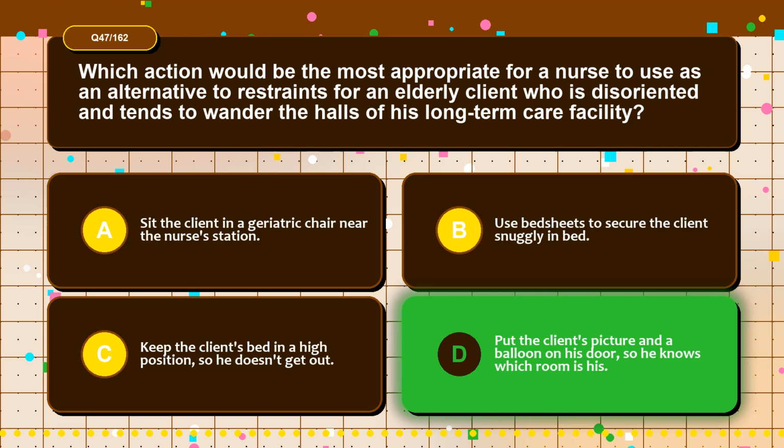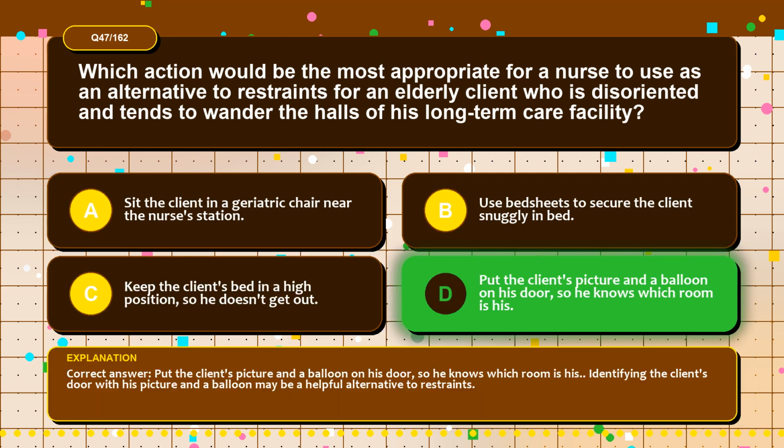The correct answer is option D. Put the client's picture and a balloon on his door so he knows which room is his. Correct answer. Identifying the client's door with his picture and a balloon may be a helpful alternative to restraints.